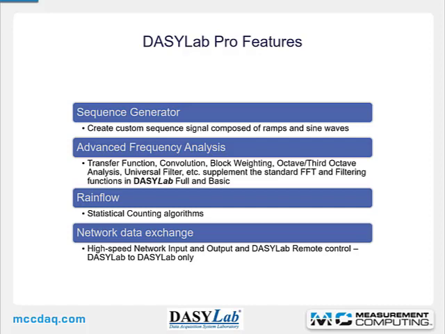It includes the rainflow statistical counting algorithms, and it also includes a feature that we used to call DASYLab Net, high-speed network input and output, and DASYLab remote control, but it's DASYLab to DASYLab only. You need 2 or more cooperating copies of DASYLab with unique serial numbers to be able to work with DASYLab Net.